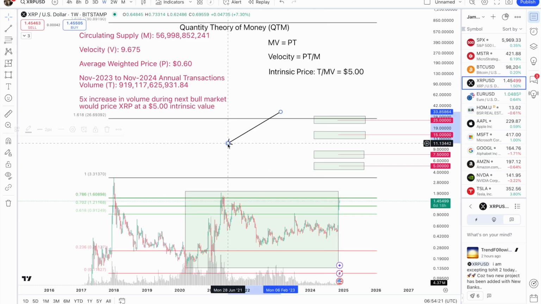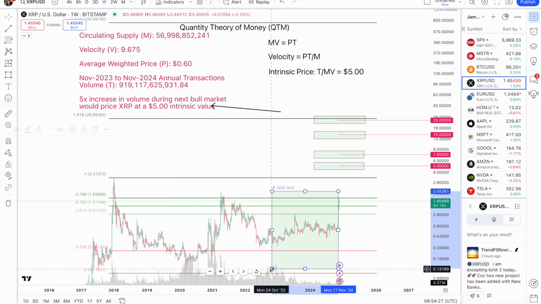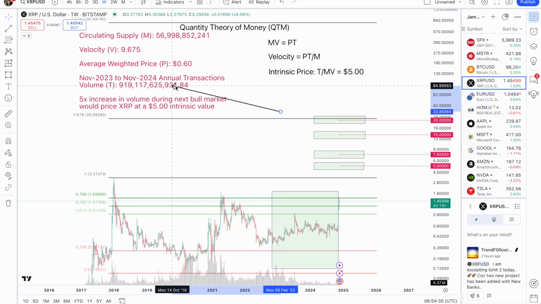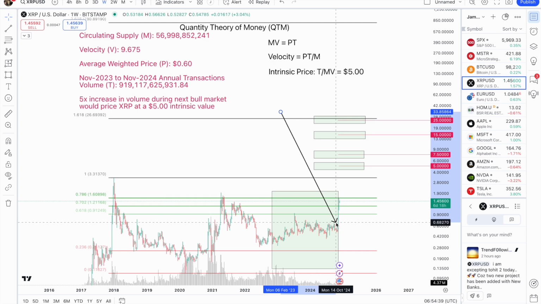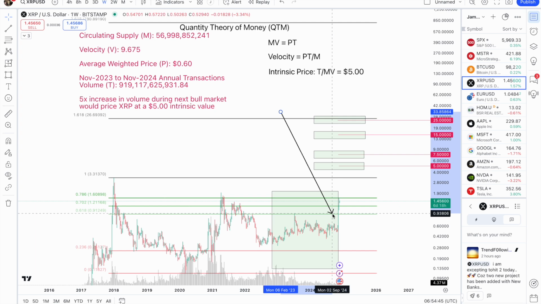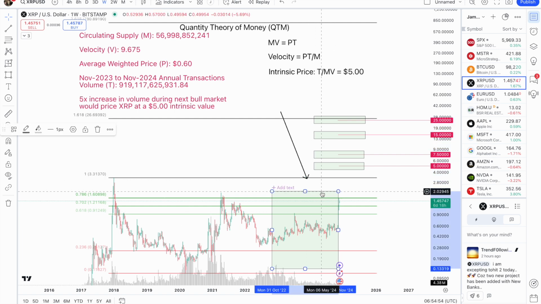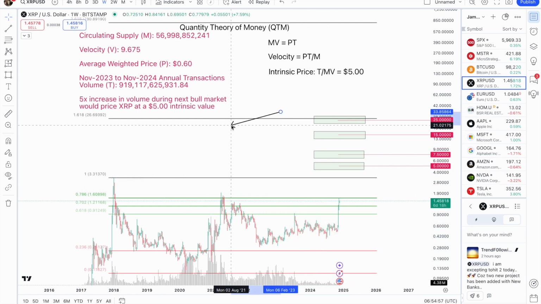And then from November 2023 to November 2024, so this is actually only about a year, we have this number right here. When we calculated it, it was November 10th, and if you look at it, the price on November 10th was actually 62 cents. The average weighted price is 60 cents, so assuming we calculated it on November 10th before this pump happened, we got an intrinsic value of XRP of $1.